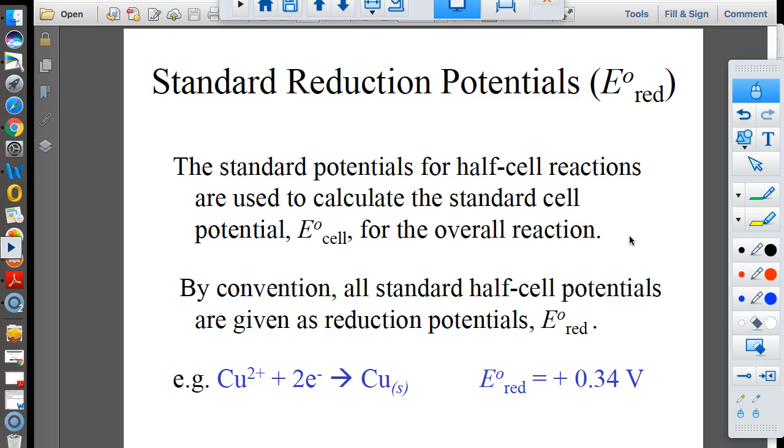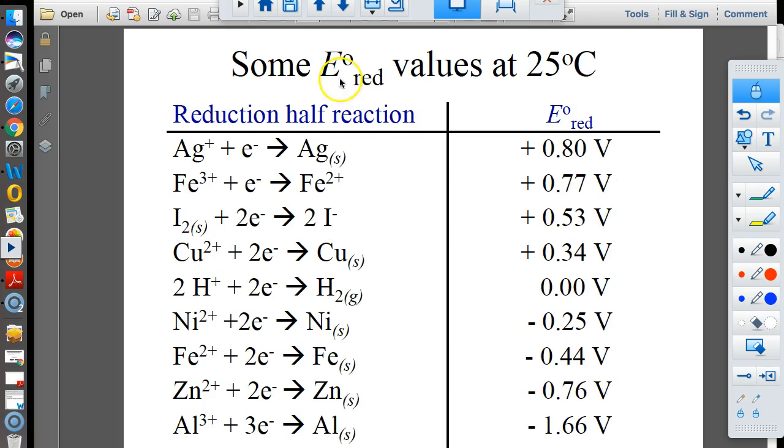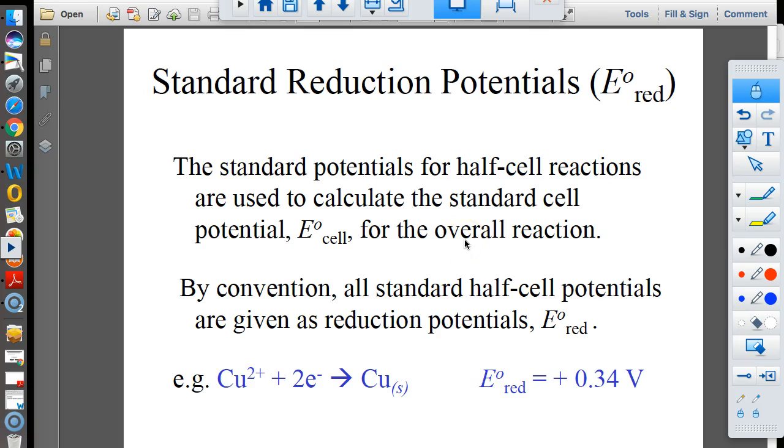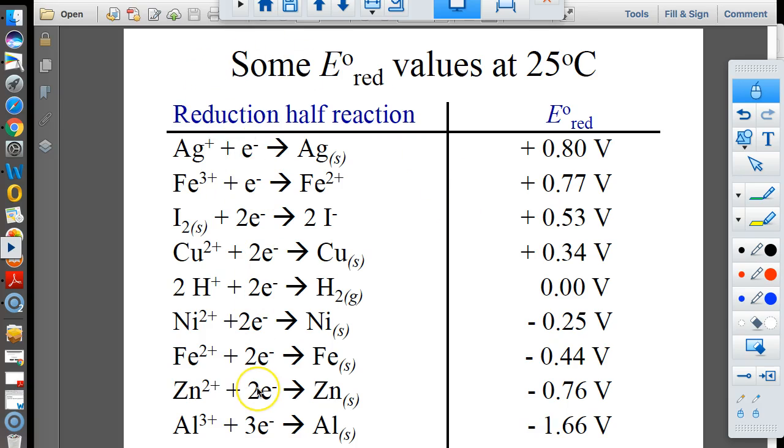So check it out. Here's the deal. On the old release exams, as you're scrolling through, did you see giant lists of this? These electrical potentials are given as reduction potentials. So that means in that giant list, all of these are reduction reactions, and you can see here that they all gained electrons. There's no oxidation up here.